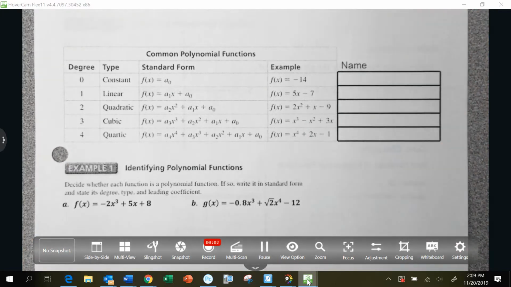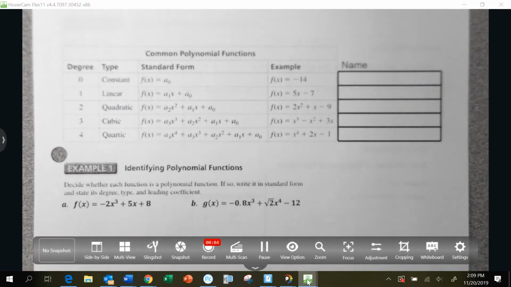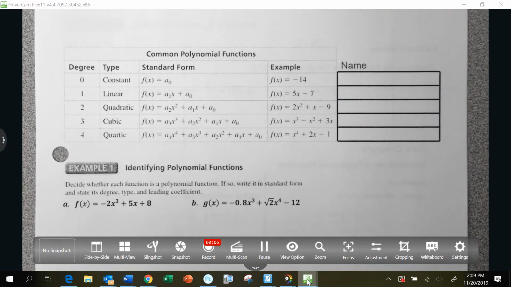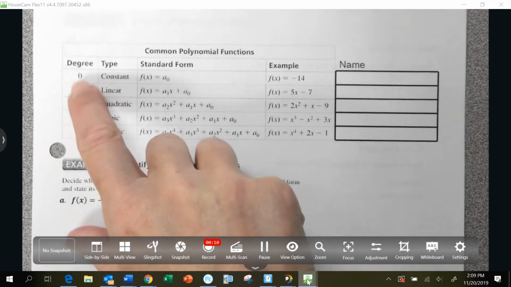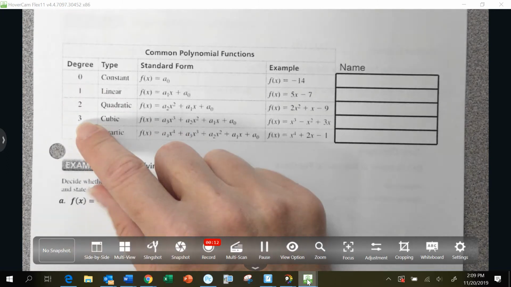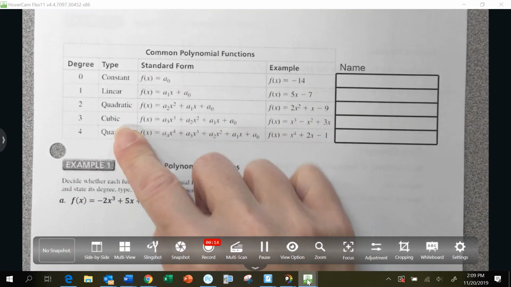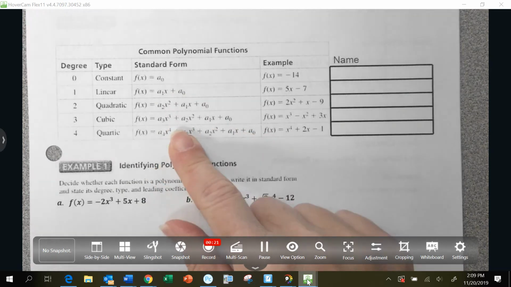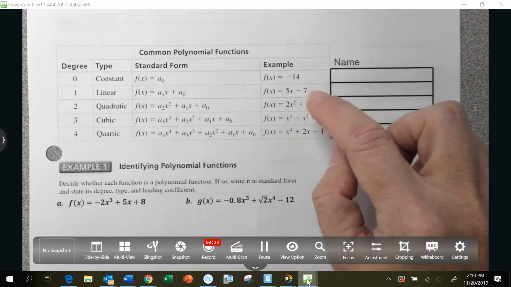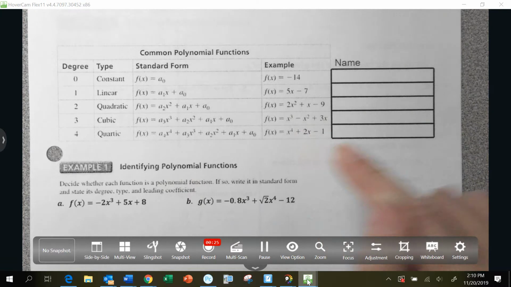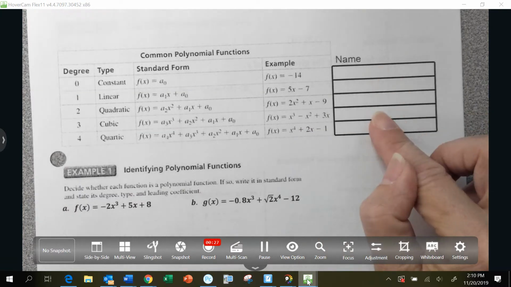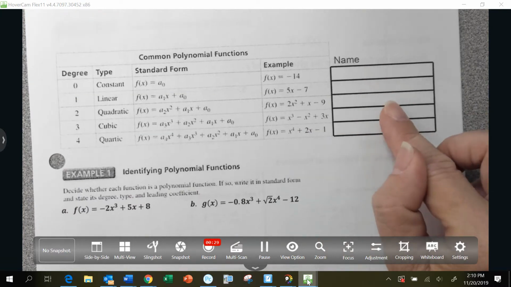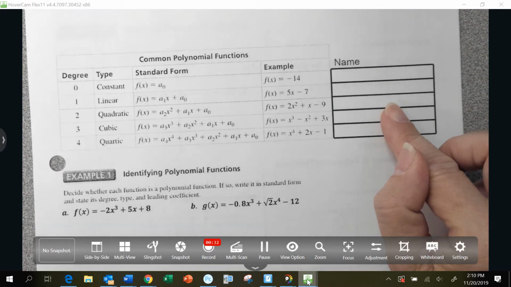All right, the first start is some vocabulary that we're going to keep using in here. So let's learn some vocabulary if you don't know it already. There is the degree, which we have to learn. There is what type, and some of these you already know the words for. There is the standard form, which looks way harder than it is. There's an example for each of these. And then we're also going to name them by number of terms.